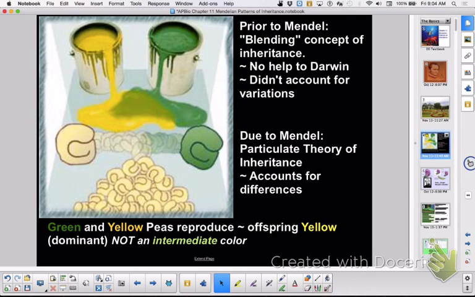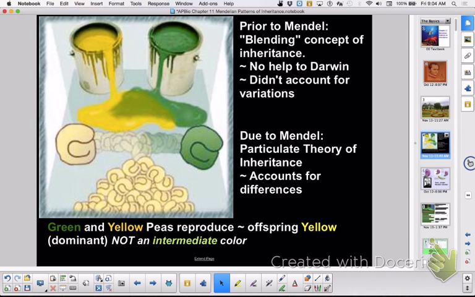But due to Mendel, there was a particulate theory, think of particulates, and those are chromosomes, and we know them as alleles, and you get 2 copies of each allele for the trait that you will have, and this accounts for the differences. Blending did not help Darwin because it did not account for variations.